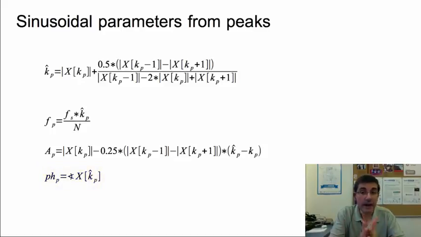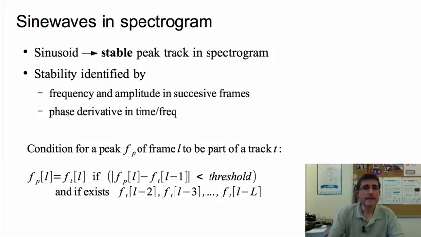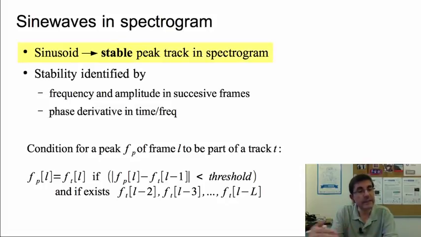But these are the values of a single frame, and the sinusoidal model is about time-varying sounds. So time-varying sinusoids. How do we go about that? We have to deal with spectrograms and find time-varying sinusoids. We will define a time-varying sinusoid as a stable peak track in the spectrogram. So this variability will be constrained, and we will define peaks that evolve in time, that move in time, but not so much.